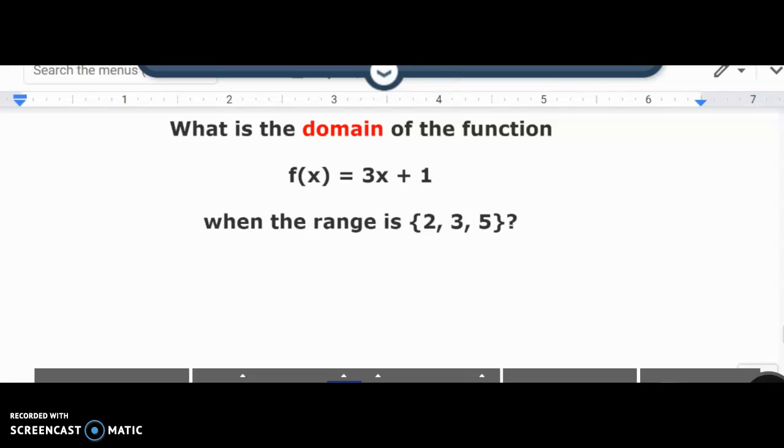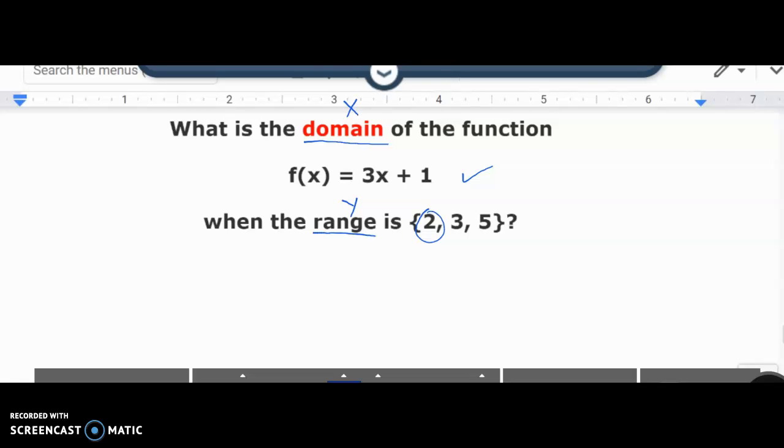Okay, class, in this problem, we will be finding the domain. Domain is basically another name for the x value of the function given. So this is the function that was given when the range is 2, 3, and 5. So basically, the range is the y value or the f of x. Okay? So we are looking for the x given the y, basically, for each value, 2, 3, and 5.